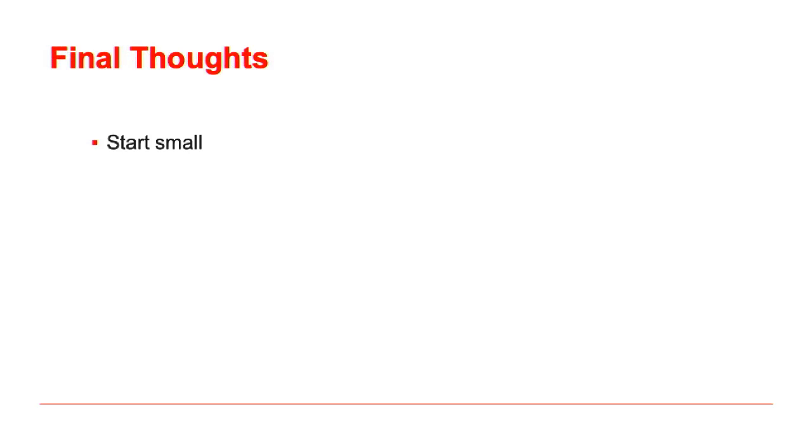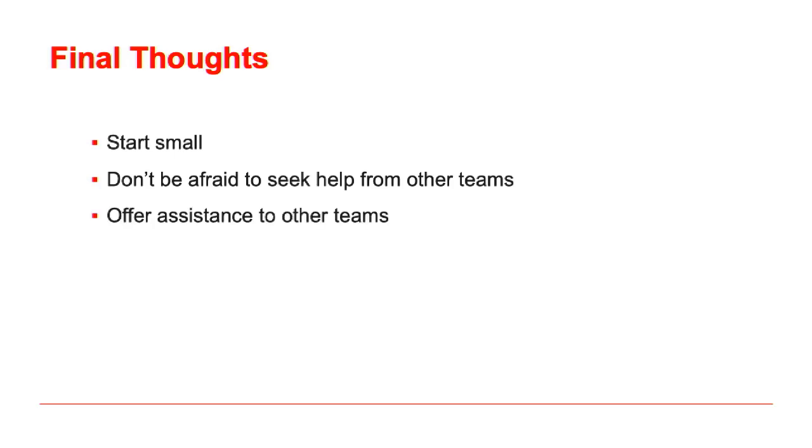A couple final thoughts here. It's okay to start small. If you've got a process that's 10 steps, it's okay to just automate maybe a few of those steps and then update the documentation. That's fine. There's nothing wrong with that. You can definitely learn a lot more sometimes when you go that route. The other thing is don't be afraid to seek help from other teams. If you need help doing some scripting or whatever, a lot of times your development team may be glad to help you, and that may help increase your bond with those guys.